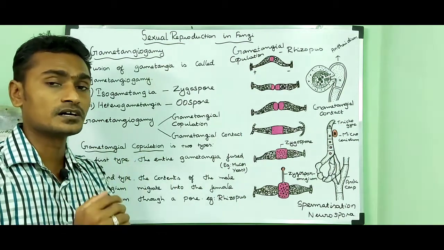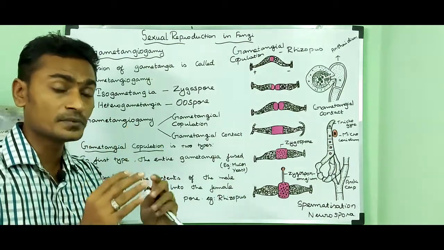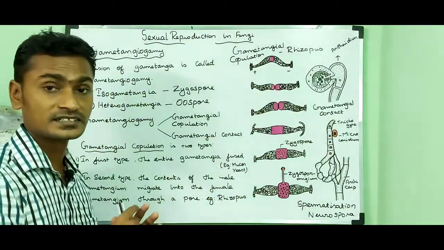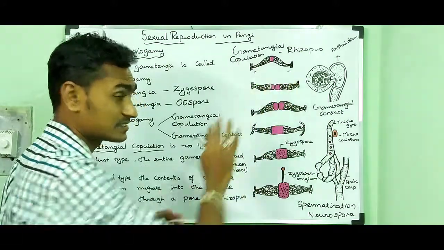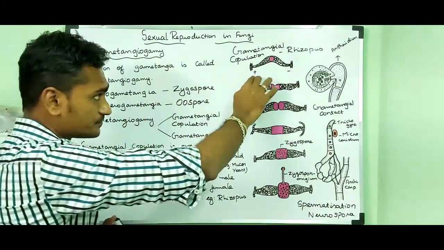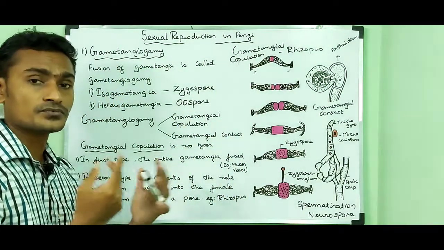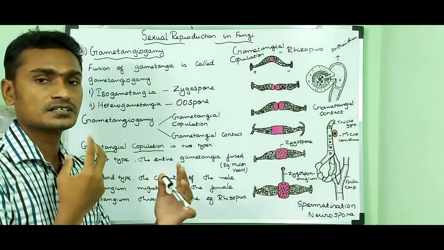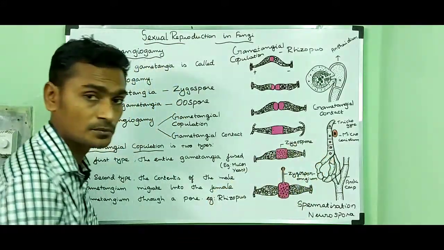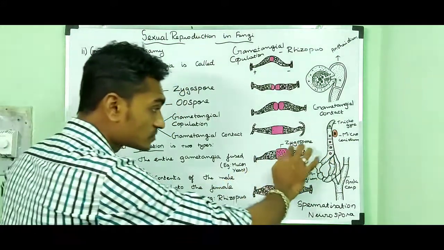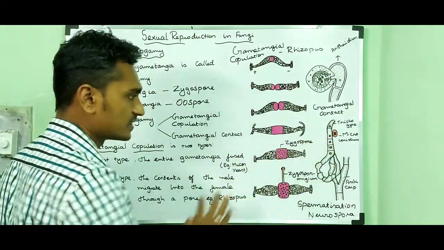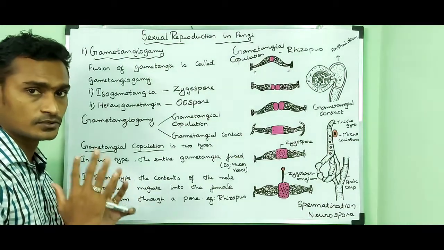So the gametangia are similar in size and similar in shape, and they are designated as plus and minus strain rather than male and female. Then the fusion of those similar gametangia results in the formation of zygospore, and that zygospore is considered as zygote.